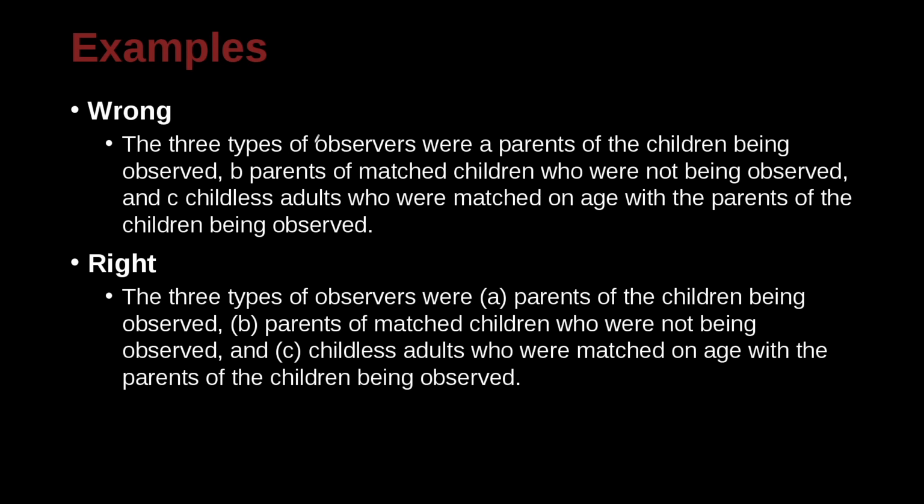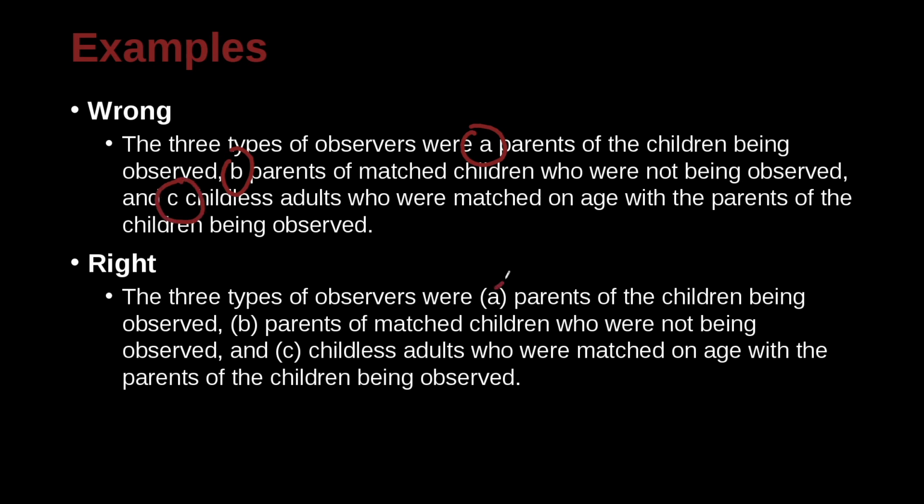The three types of observers were (A) parents of the children being observed, (B) parents of the children who were not being observed, and (C) childless adults. Okay.